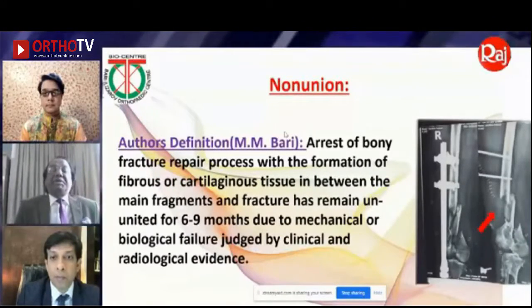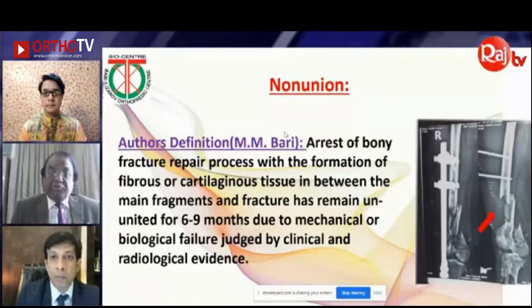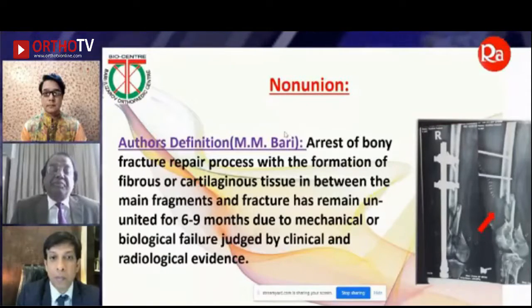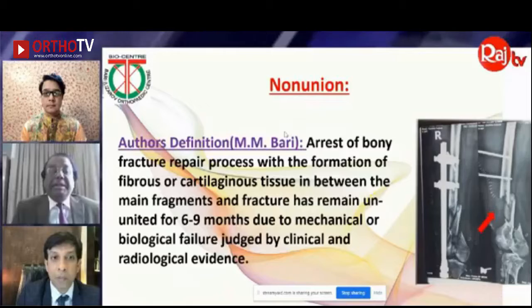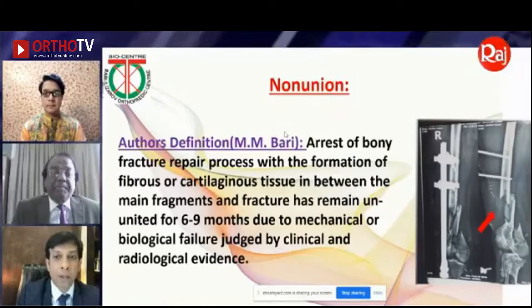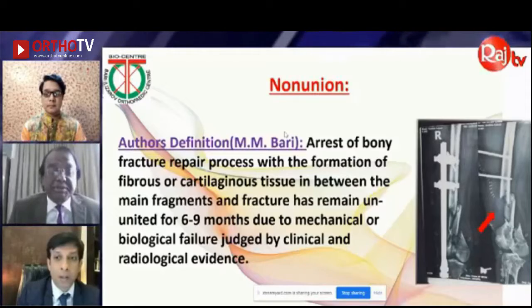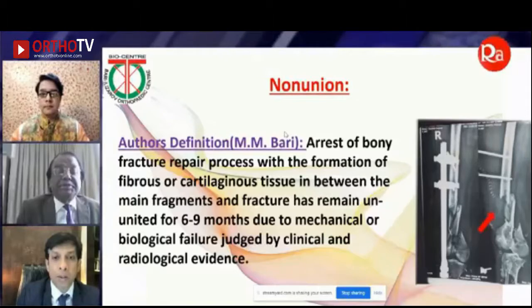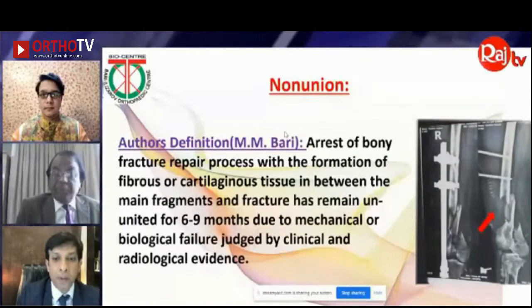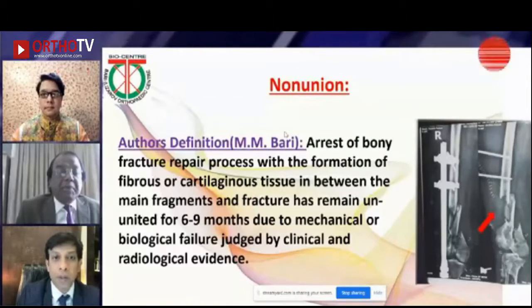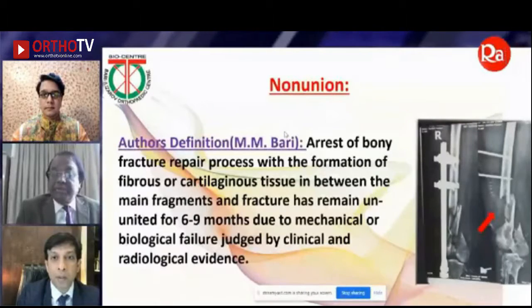You can find it. This is my definition that I created in 2006, thinking about the varieties of definitions of non-union: an arrest of the bony fracture repair process, with the formation of fibrous or cartilage tissue in between the main fragments, where the fracture has remained ununited for 6 to 9 months due to mechanical or biological failure, judged clinically and radiologically. If you think about this definition, you can find everything clinically, biologically, and radiologically that is evidence of non-union.